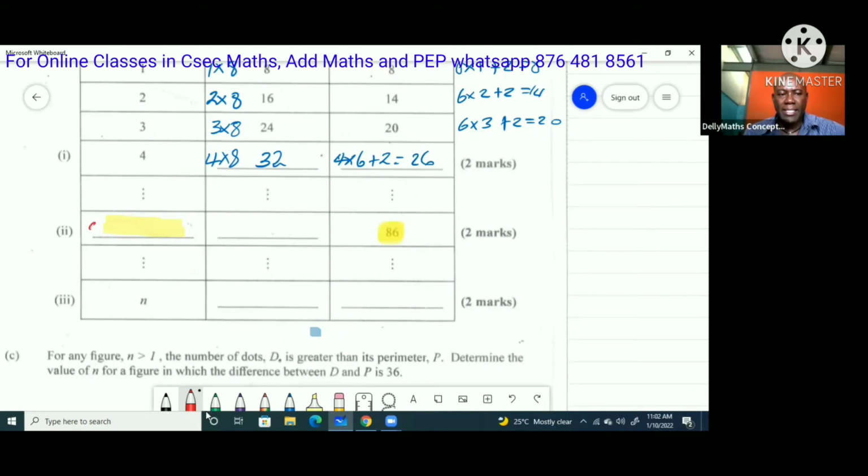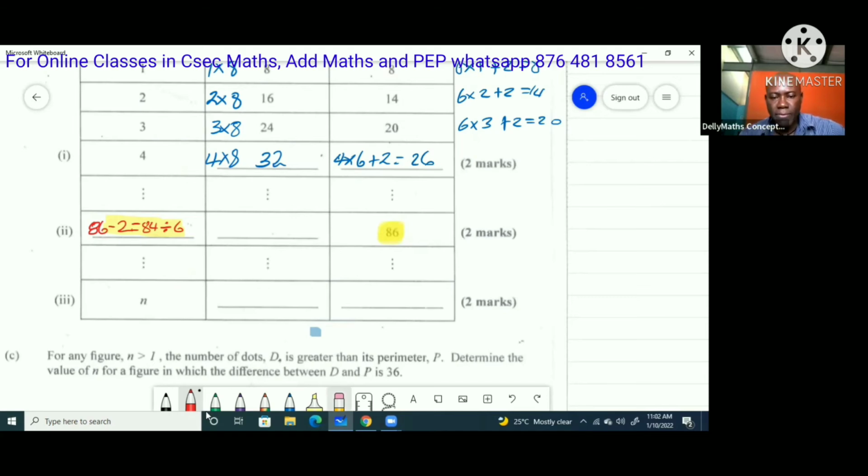So if I have 86, I am going to take 2 from it, and that's going to give me 84. And then I'm going to divide that by 6. So I'm thinking in reverse. So let us quickly do that. So 86 minus 2, that's 84, divided by 6, and then that's 14.